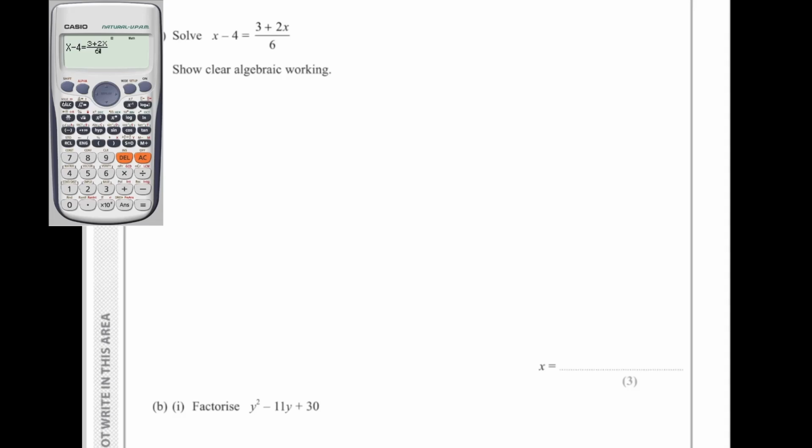And you see there's a solve button. You have to press shift and solve. After that, it asks to solve for x. No, this is not the answer yet. Then you have to come over here and press this equal sign. Then the answer is given as 6.75.